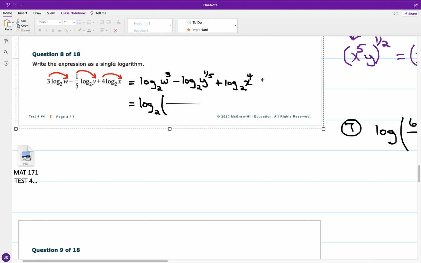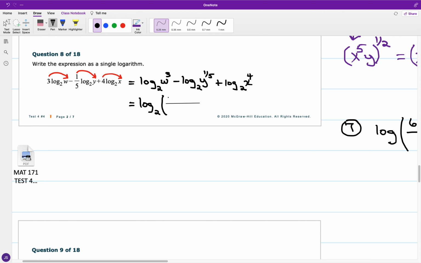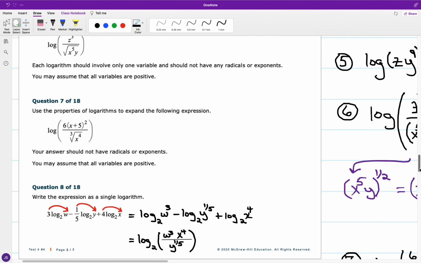With the first, w cubed is attached to a positive base 2 logarithmic term, so this will go to the top. Next we have y to the 1/5 as part of a negative base 2 logarithm, so this will go on the bottom. And the last term, x to the 4th, stems from a positive base 2 log, so this will go at the top. And so for the final answer, we have the base 2 logarithm of w cubed x to the 4th all over y to the 1/5.